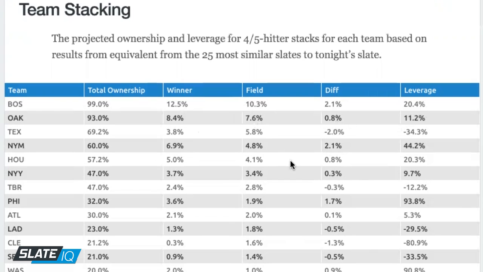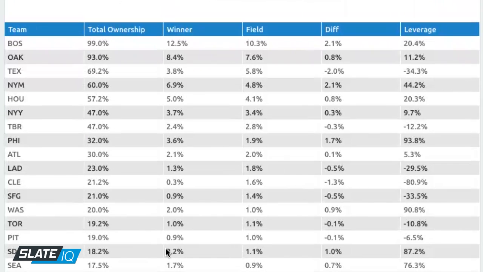So you're seeing here for Boston, for instance, it's going to be the most highly owned in total, all these different batters. I'm estimating that the field is going to have this about 10.3% ownership of 4 or 5 hitter stacks. The winners by the similar slates is about 12.5%, so you're getting a little bit of a difference there, and you're getting leverage there. And like I said, we're calculating this for every single team on the slate. So I think this is going to be pretty powerful in driving insights from these 25 most similar slates.